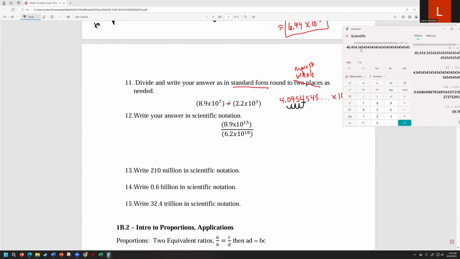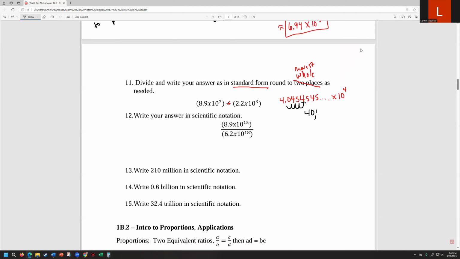So if we do, that would be 40,455 because the ones place would be this 4 and the decimal would be right here once we move it. So the 5 is after that, and that would round that up to a 5. When we're rounding to the whole number, you're rounding to that ones place value.